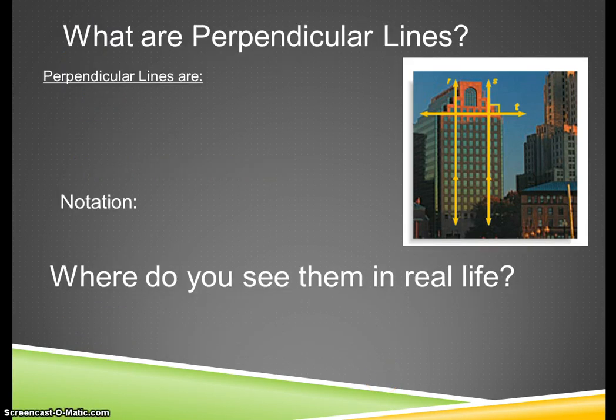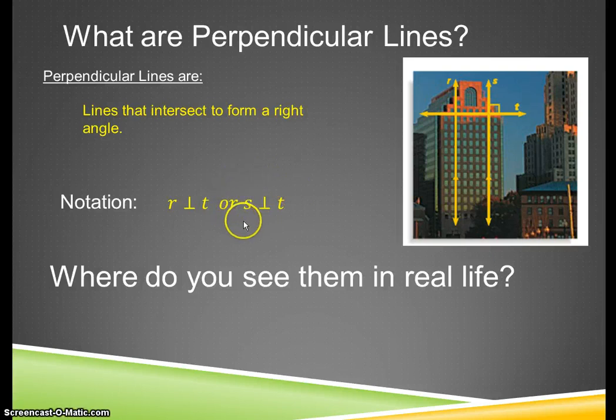So what are perpendicular lines? Perpendicular lines are lines that intersect to form a right angle. Notation: R is perpendicular to T, or S is perpendicular to T. As you can see, the perpendicular symbol is an upside down T between the two lines.